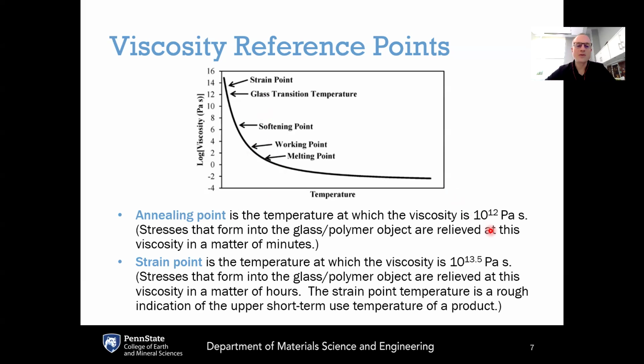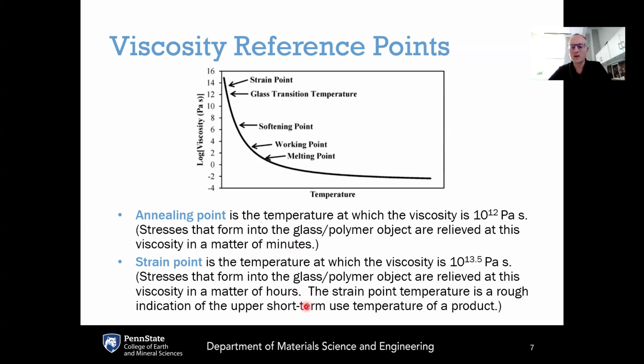So either one of these, annealing point or glass transition temperature, in the context of viscosity, refer to the same viscosity isokom of 10 to the 12 Pascal seconds. Then if we continue to cool below the glass transition temperature, the highest viscosity and last viscosity reference point that gets defined is the strain point. The strain point is the temperature at which the viscosity is 10 to the 13.5 Pascal seconds. At the strain point, stresses that form in the glass object are relieved in a matter of hours as opposed to a matter of minutes at the annealing point.